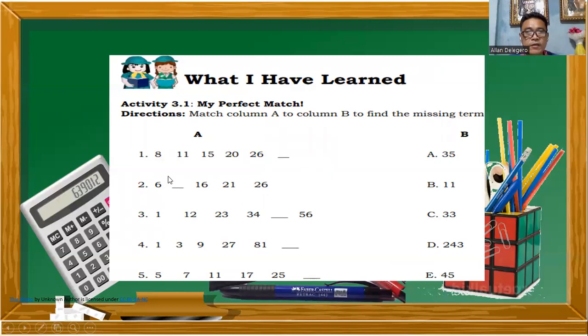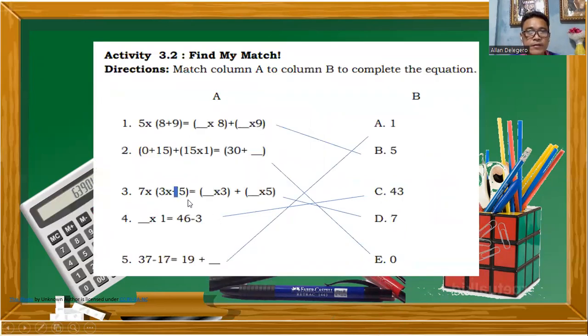Okay, let's check. For number 1, the answer is letter C, 33. Number 2, letter B, 11. So the missing term is 11. Number 3, the missing term is 45. The answer is letter A. For number 4, letter D, 243. Then for number 5, letter A, 35.